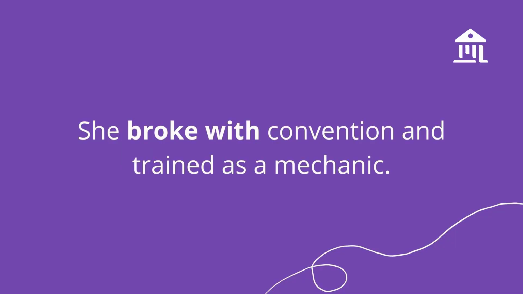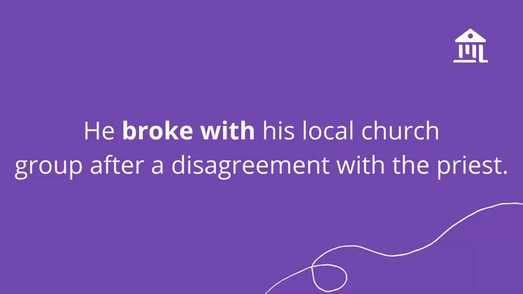So lastly, this is the last phrasal verb we're checking today with break, and it's going to be break with. Meaning number 1 is to stop doing something that is normal or traditional. Look, she broke with convention and trained as a mechanic. You can also use break with whenever you are leaving a group or a relationship. For example, he broke with his local church group after a disagreement with the priest.